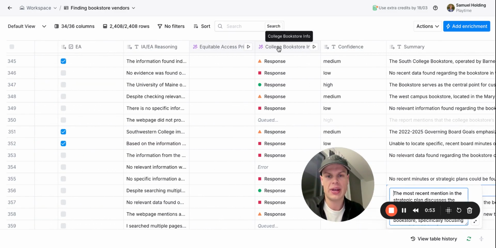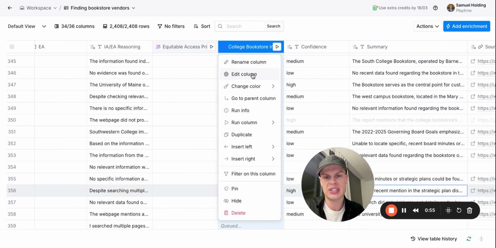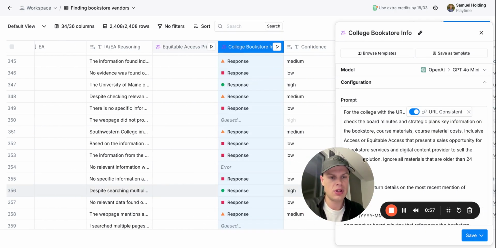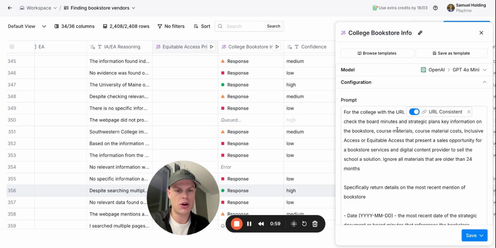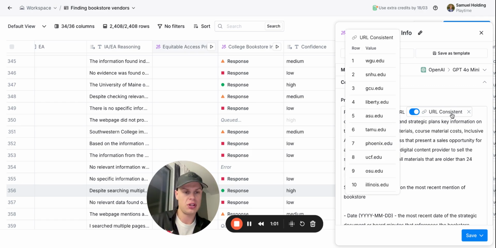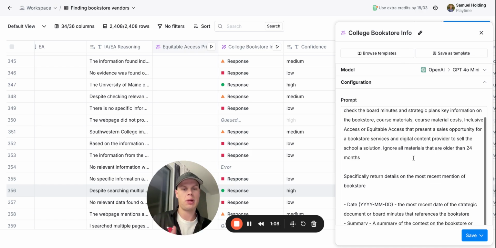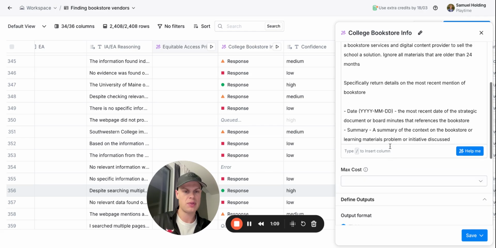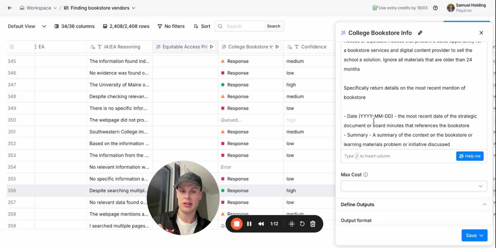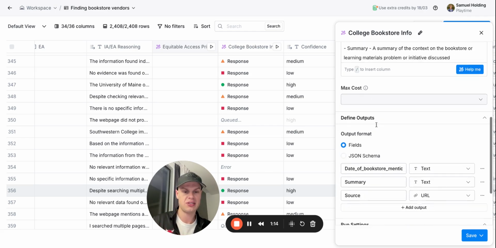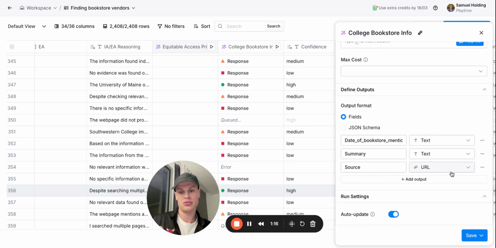The way I do it is I have this little prompt here. Let's take a look at it. For the college with the URL, that's just the URL of the school that I've cleaned up, check the board minutes and strategic plans for key information on the bookstore, course materials, and so on. This is what we're then looking for it to return: the specific board minutes, the summary, and of course the source URL. We want to know where this is coming from.